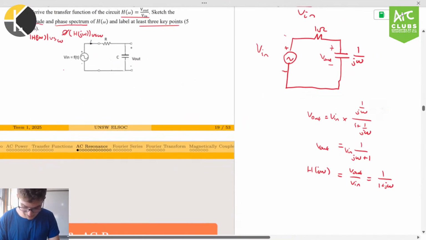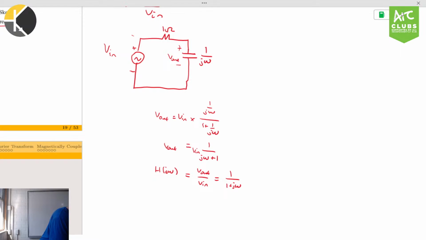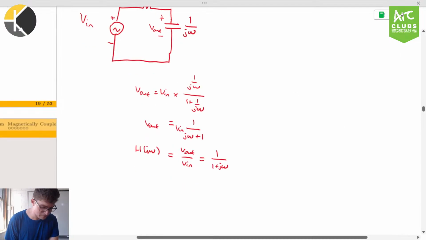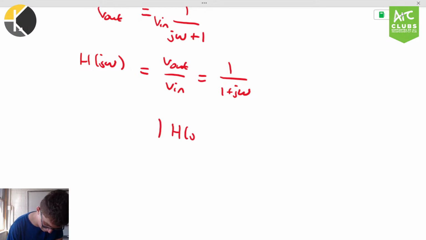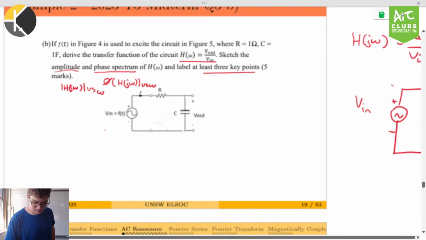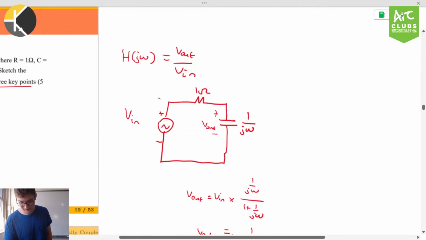Now the next step is going to be plotting. So what I'm going to do is set up this plot. This is how I'm going to do it. I'm going to first find my 3 points. I'm going to find H of j omega, right? Now, what have they given us omega as? Can anybody find it in the question? No. That is because you're plotting it as a function of omega.